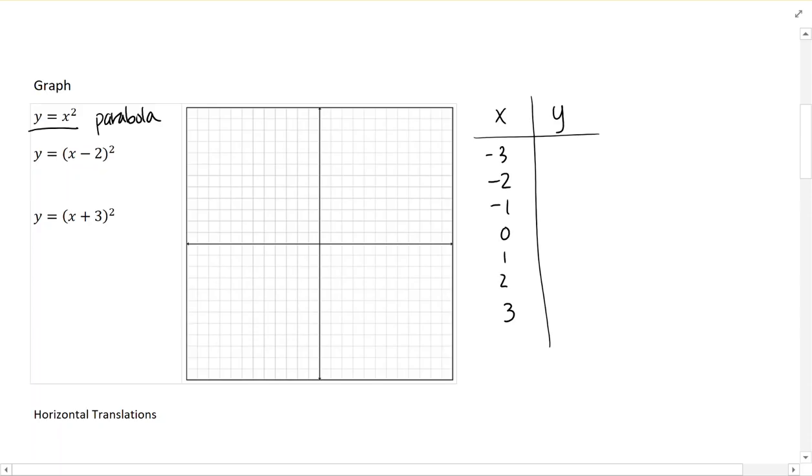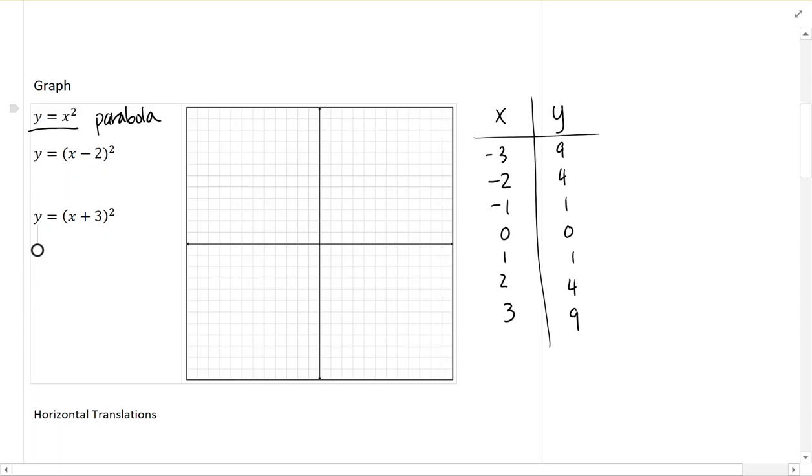So we're just going to pick some values to put into our equation. So x is our input, remember? And when we put these numbers in, you should know that the output would be 9, 4, 1, 0, 1, 4, 9. So let's just graph that.